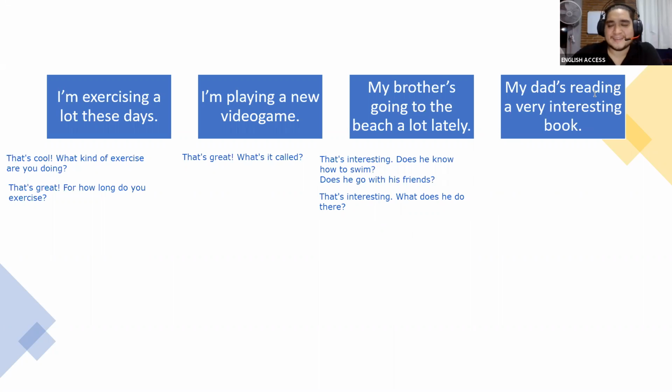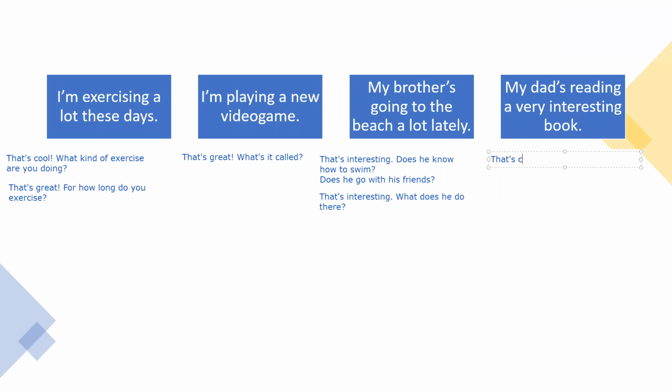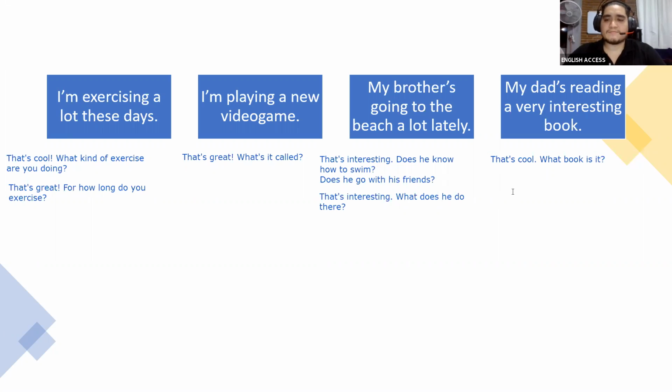All right, Dani, please read the last one. My dad's reading a book. That's cool. Which is the book? What book is it? You can't use which. No, because you don't have options. Which is only for options. Okay.